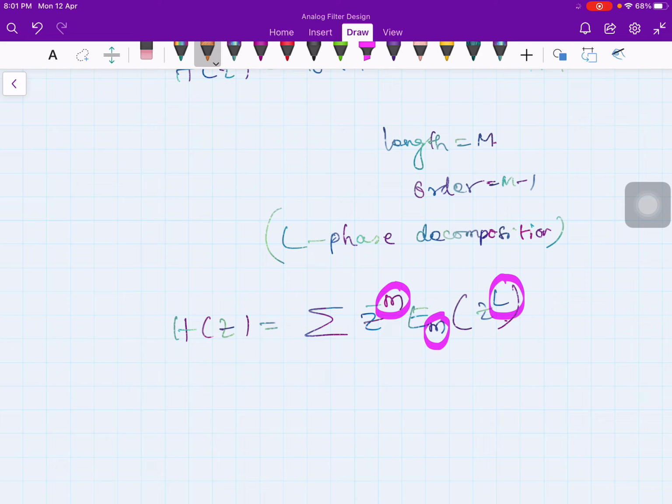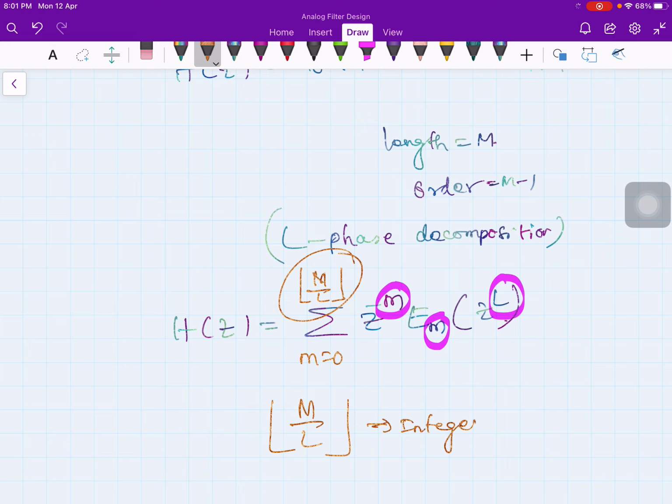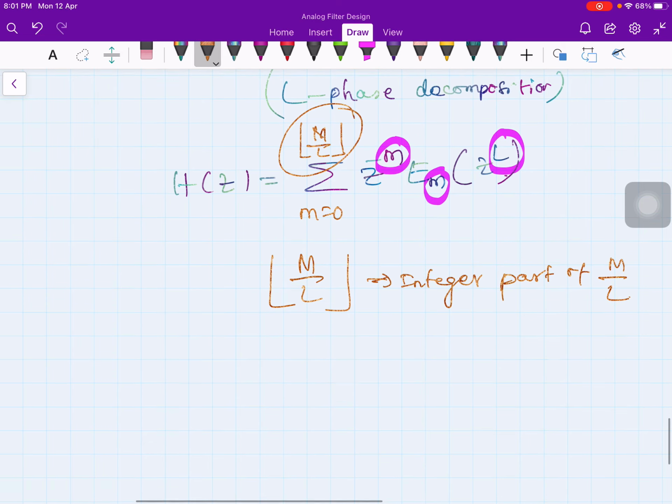And then what about the limit? The limit goes from m equal to 0 to capital M by L, and this M by L may not be an integer, therefore I can take the floor function. There is no guarantee that capital M will be divisible by capital L. It will be the integer part. Integer part is usually denoted like this. So M by L, and this symbol denotes the integer part of capital M by capital L.